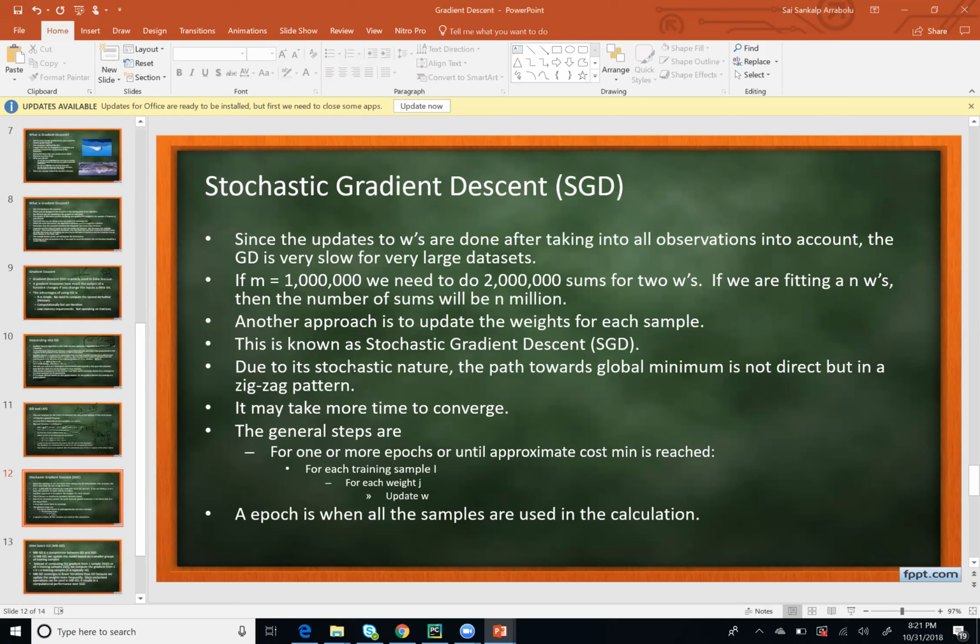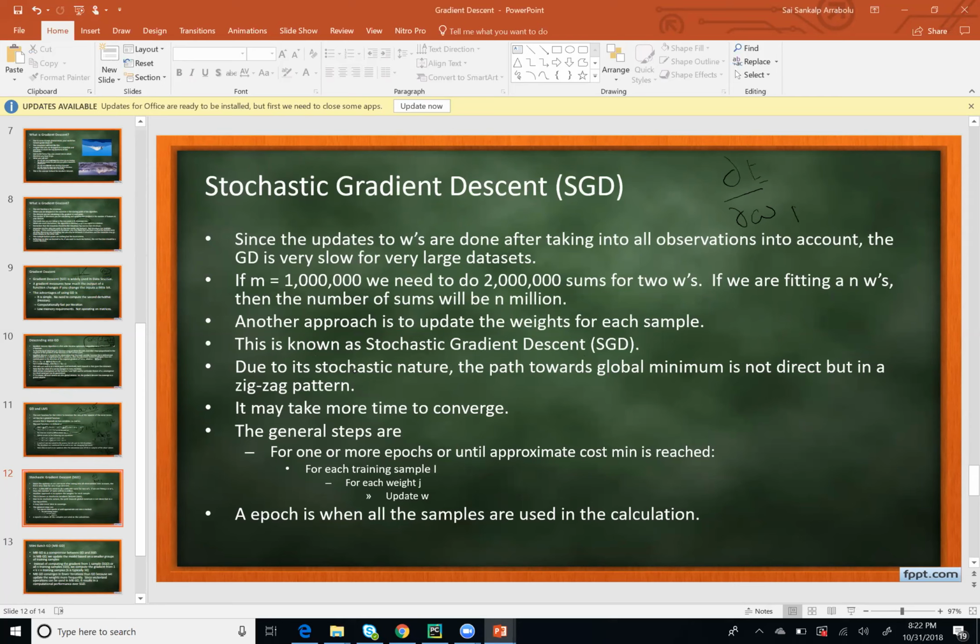So there is some process called stochastic gradient descent. Stochastic gradient descent is nothing but here we try to go in every direction, right? So we try to differentiate every unknown value, like W1, W2, W3. The way you look at stochastic gradient descent is, let's take the mountain example only. In the mountain example, instead of trying out every direction, we just try out some directions. The reason for that is, since the updates to W are done taking all the observations into account, the gradient descent is very slow for large data sets.